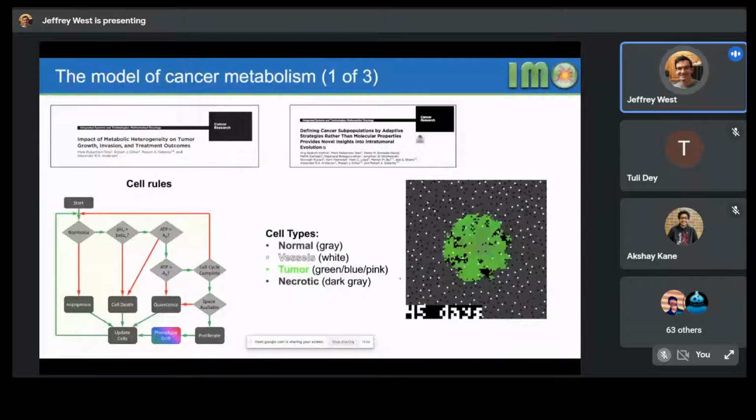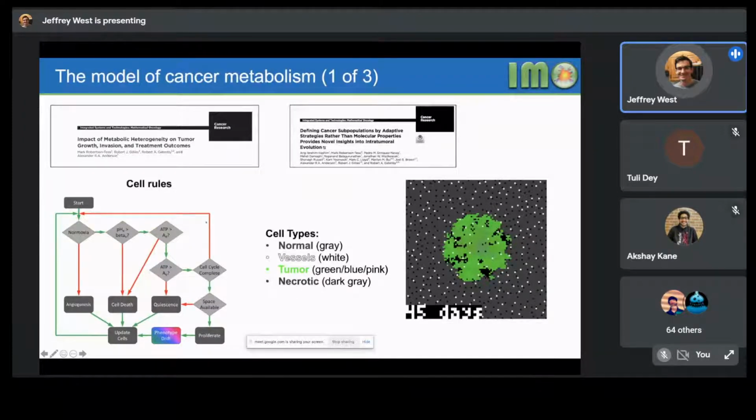So I need to introduce the model before we get into our gambit metaphor again. This is a much more complicated model, and these are the relevant publications, from before my time at Moffitt. This is a model of cancer metabolism where we have many different cell types. Before, we only had one cell type, which was cancer. And here we have normal cells in the gray in the background here. And we have white cells that represent blood vessels. And we have tumor cells, which are shades of color here. And we can also have necrosis.